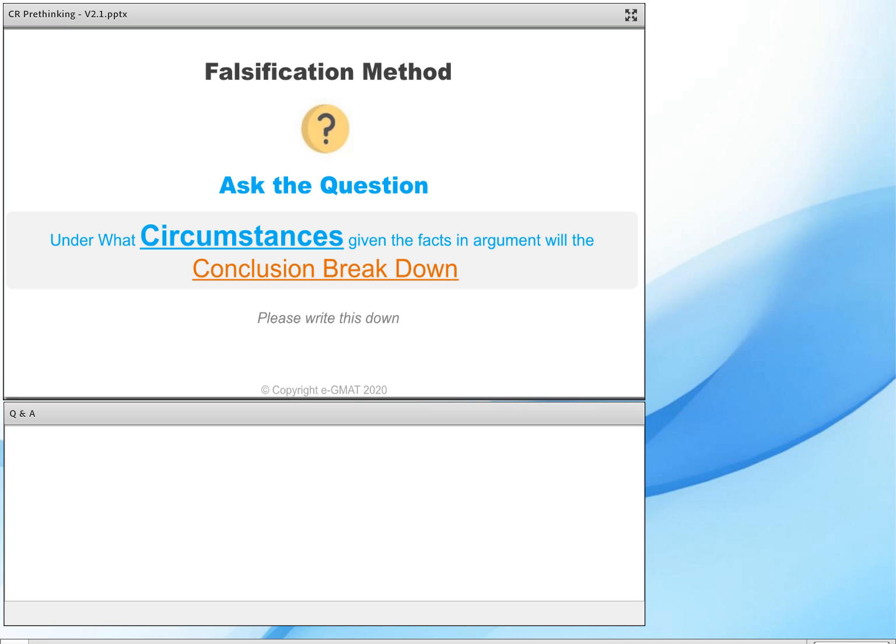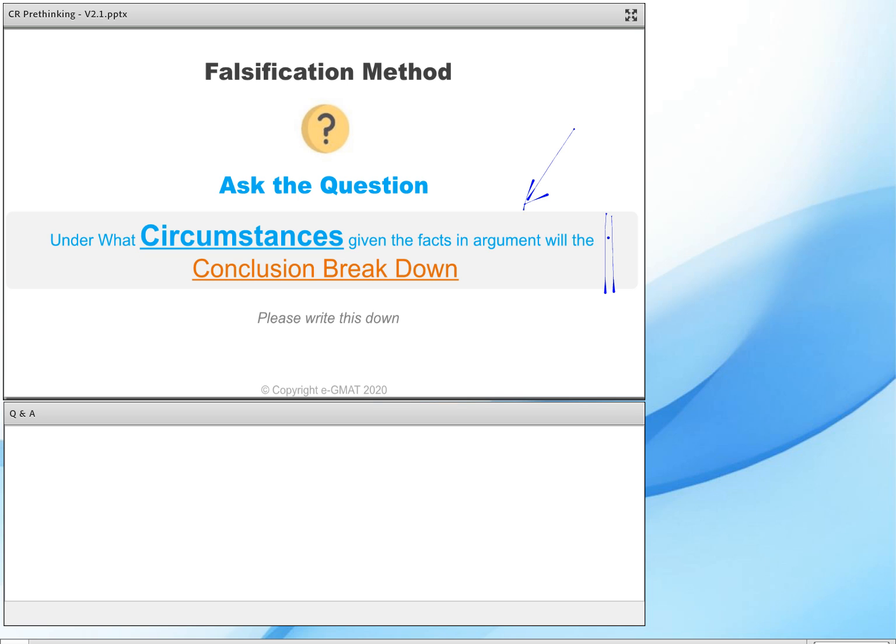But the pre-thinking approach is formulating that falsification question on this template. Under what circumstances, given the facts in the argument, will the conclusion break down? This is the second thing that I want you to write down. I said I'm going to ask you to write down 3 things. One was the definition of an assumption. This is the second thing. Write down this falsification question. We're going to solve 4 questions, and in each one of these 4 examples, we're going to translate this same question into the context of that example. And the beauty of pre-thinking is, regardless of the argument structure, whether it's a causal argument or a predictive argument, whether it compares two entities, whether it's talking about segments, this question remains the same.